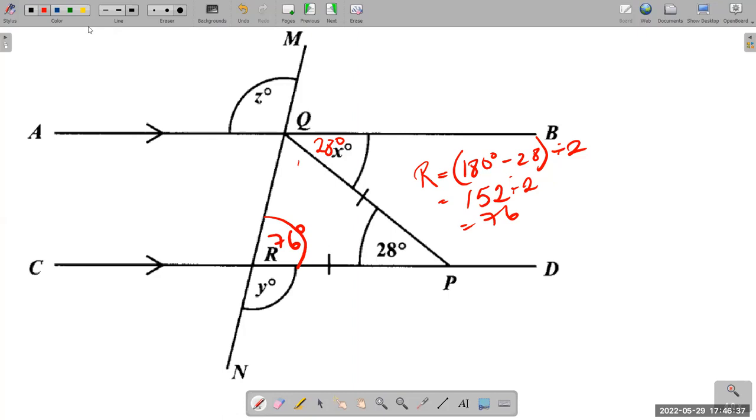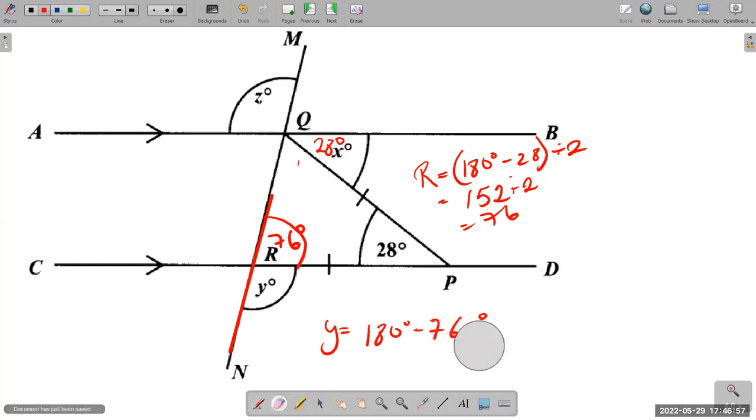Why is it 180 minus it? Has anybody seen supplementary angles, angles on a straight line? These two angles are not on a straight line. So Y is equal to 180 minus 76. You have to see these things, okay?